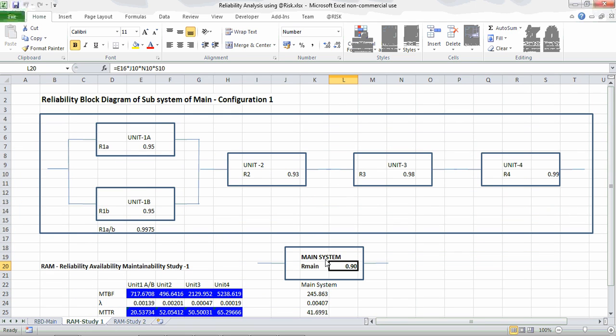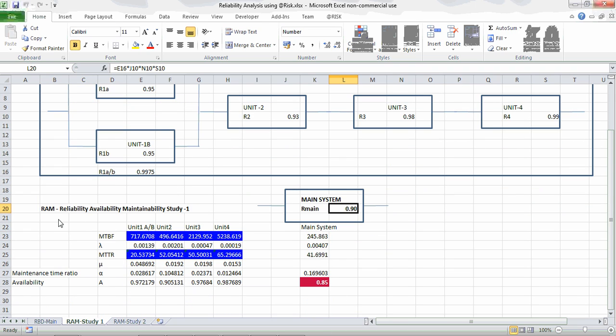So what we are doing in configuration 1 is the RAM study, that is reliability, availability, maintainability study 1. I have estimated the mean time between failures in hours, and they are indicated for unit 1AB, unit 2, unit 3 and unit 4. These are based on experience, empirical results we obtain from observing the failure, mean time between failure or mean time to failure. I assume they were almost the same.